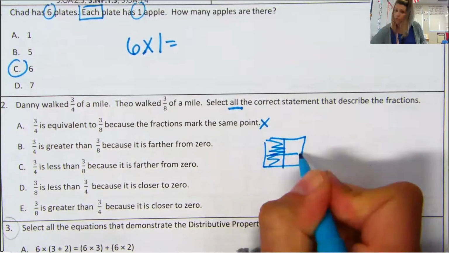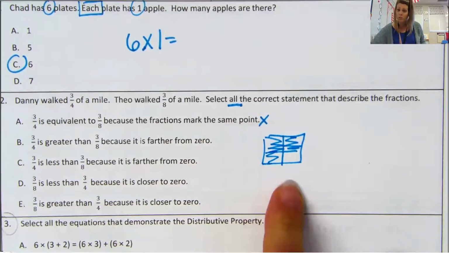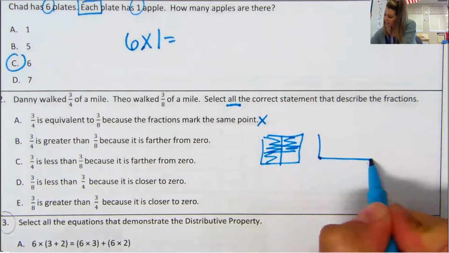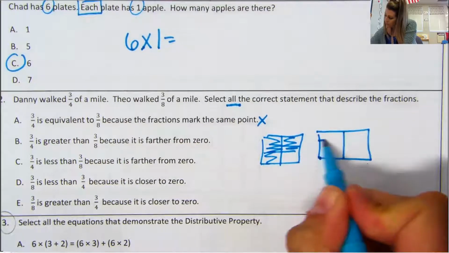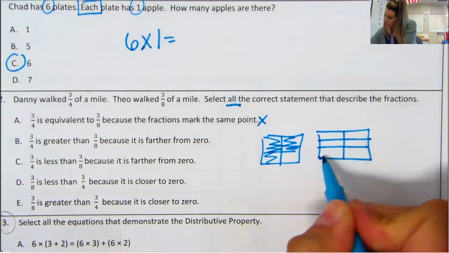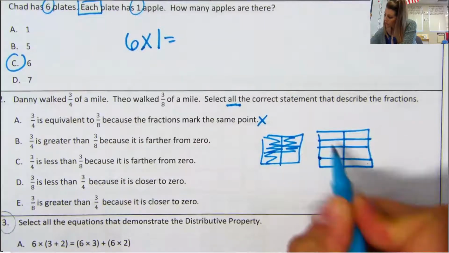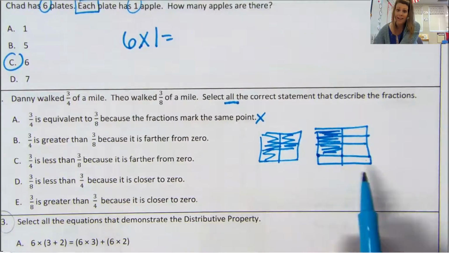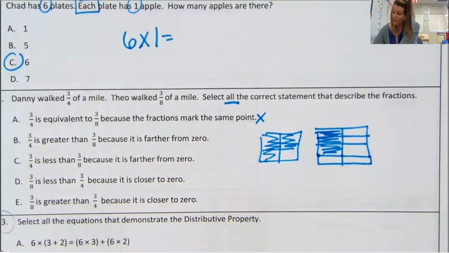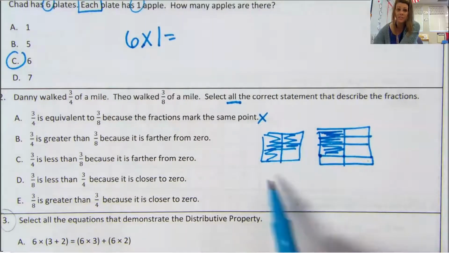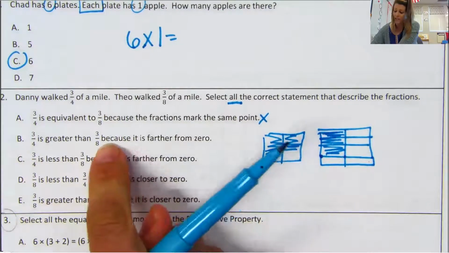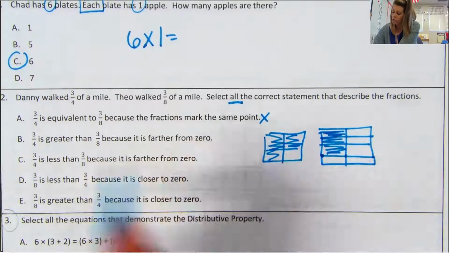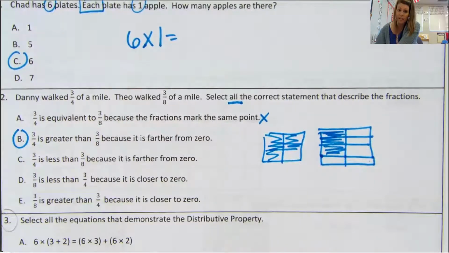Because if you think about 3/4, if you drew it, draw your picture if you need to. 3/4 is pretty close to 1 whole, right? But if we have 3/8, and we shaded in 1, 2, 3, that's not a lot, right? So we know 3/4 is greater than 3/8 because it's farther from 0. So if we were to put it on a number line, you should have picked B. There is one more answer.